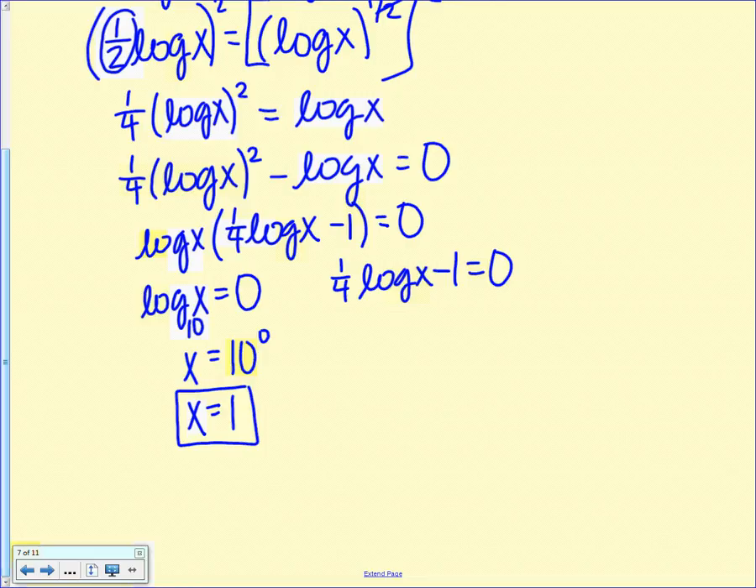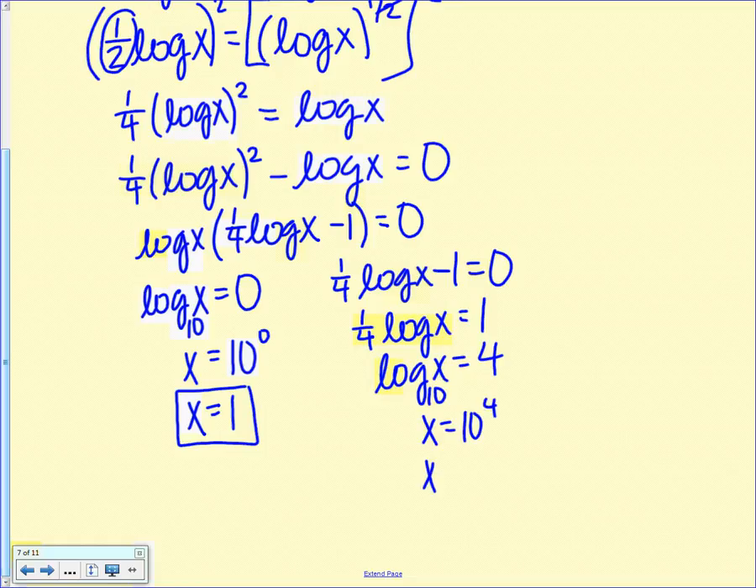On the right-hand side, we would have 1/4 log of x equals 1, to multiply by 4, and I have log of x equals 4. My base is a 10, so x would be 10 to the 4th, which would be 10,000. And so those would be your two answers, 1 and 10,000. Okay. Let's look at another one.